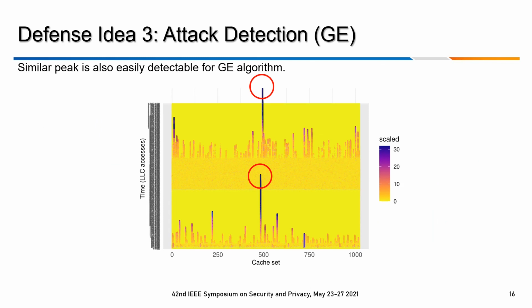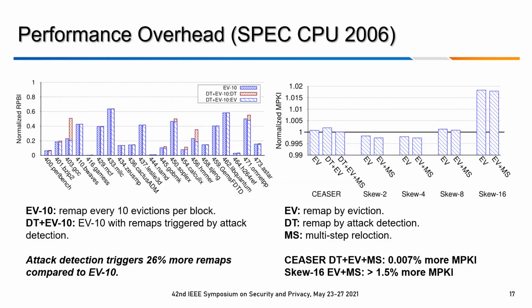Similar peaks appear for the GE attack as well. When the large eviction set is effectively pruned to a small one, cache evictions triggered by traversing the eviction set naturally converge to the target set, hence the highly unbalanced distribution revealed by the Z-score standardization.